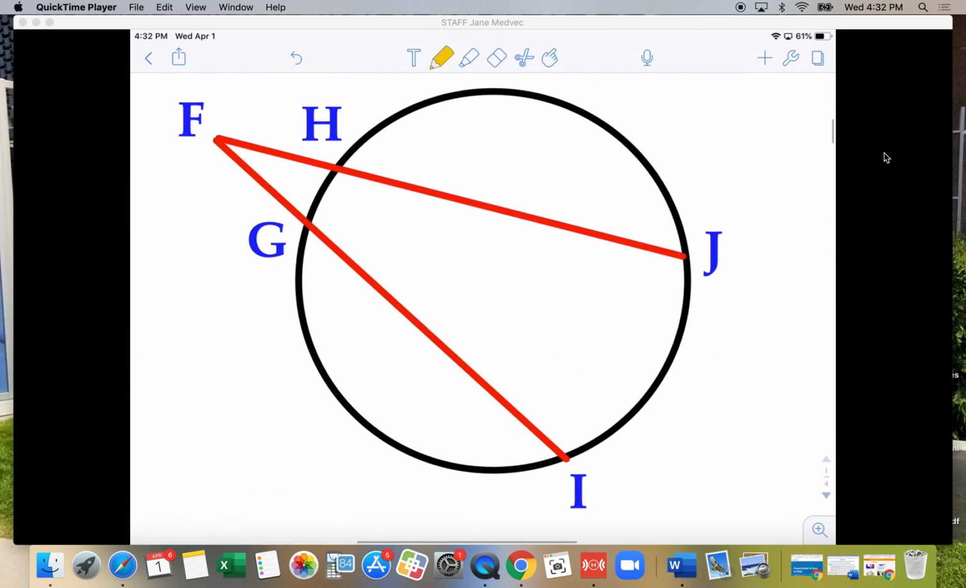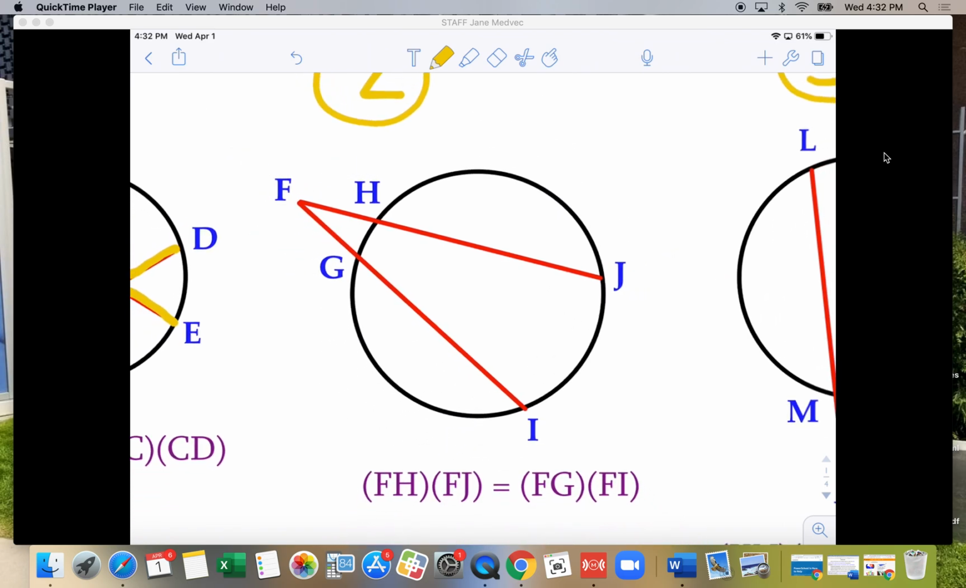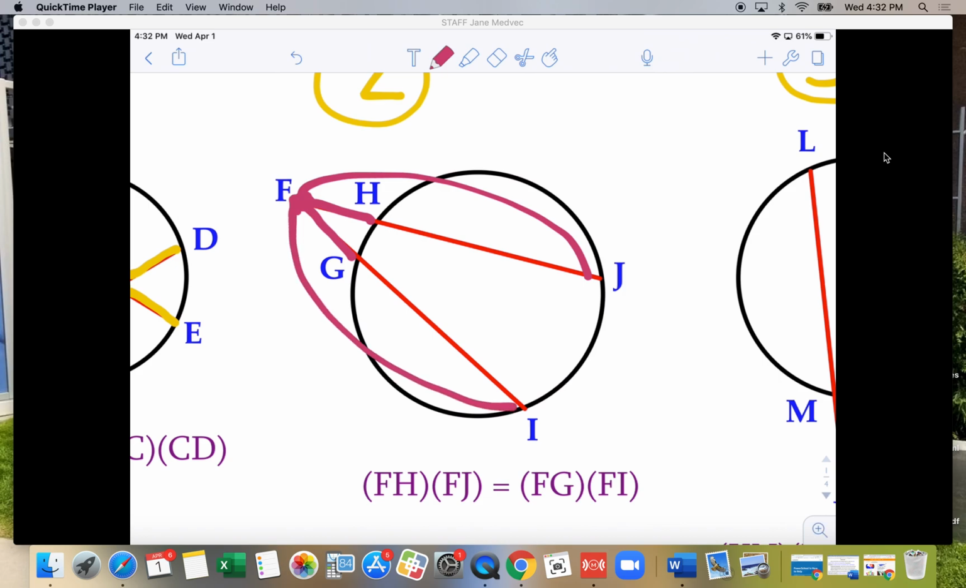If I take a look at this next one, again, the intersection is on the outside, and I'm taking a look at the line segments and how they're cut by that circle. So I'm going to take FH, that first part, and then I'm going to take FJ, the whole. So I'm going to take the part and the whole. Then I'm going to take FG, which is the smaller part that's outside, and multiply it by the whole, which is FI.